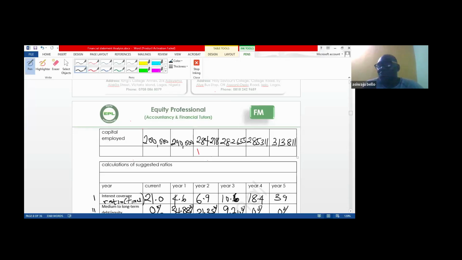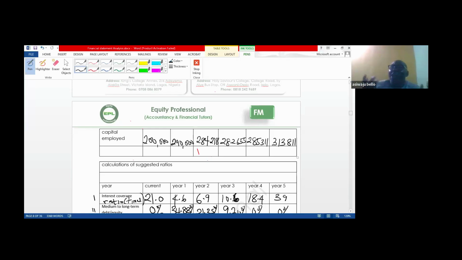Interest cover ratio: take profit before interest and tax, divided by the interest expense. You are done. Return on equity: pick your profit after tax, divide by shareholders' funds. What is the challenge? Ability to prepare income statements.